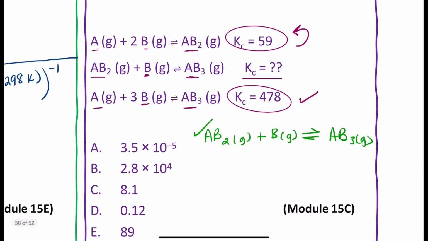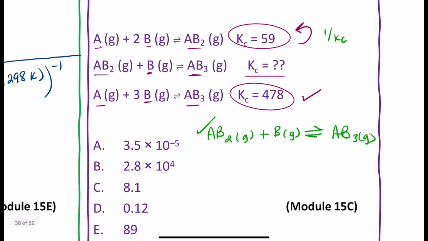So the first reaction I flipped. So now I need 1 over that Kc value. The second reaction was what I'm trying to find. Third reaction, I kept the same, so my Kc value stays the same. But then I added the 2 reactions together. So what I need here is the product of the inverse of this and this value. I'm going to, for simplicity, call this Kc1 and Kc3.